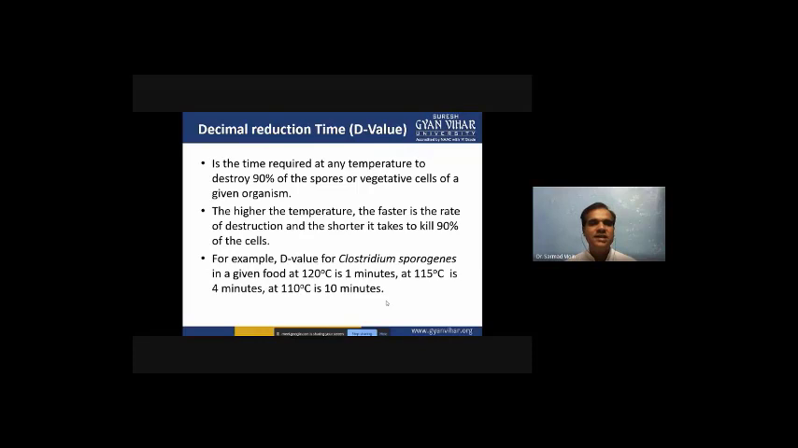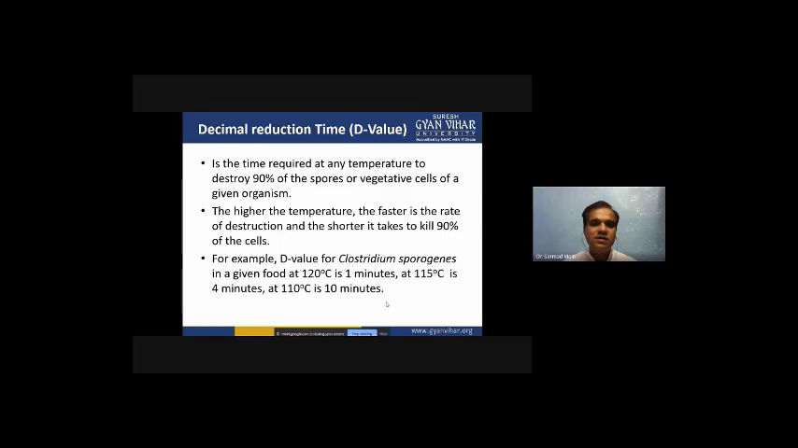First we will see the D value, and D value represents the decimal reduction time. Decimal reduction time is the time required at any temperature to destroy 90% of the spores or vegetative cells of a given organism. If 90% of the spores and vegetative cells are destroyed at a particular temperature, we call it D value. So the higher the temperature, the faster the rate of destruction, and the lower the temperature, the destruction power on the microorganism will be reduced.